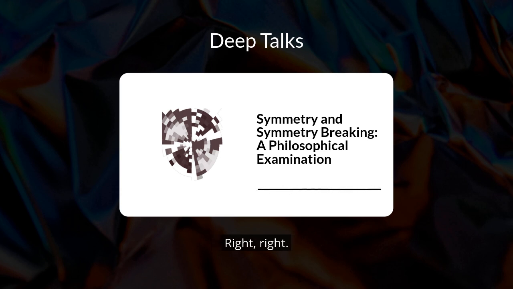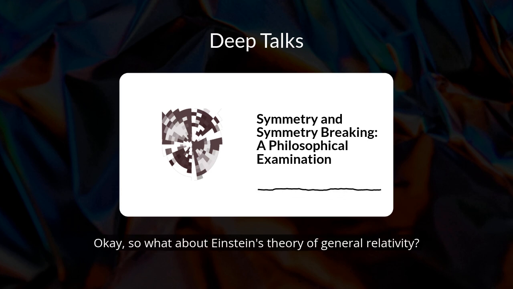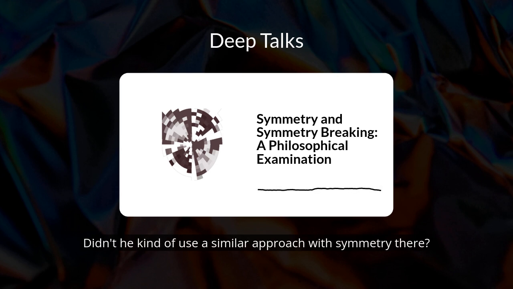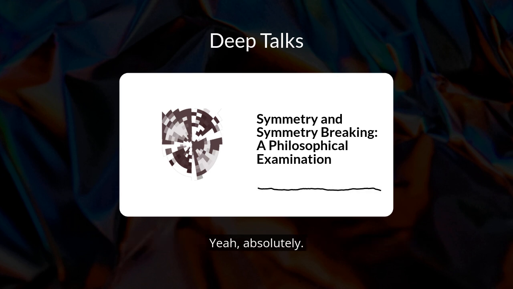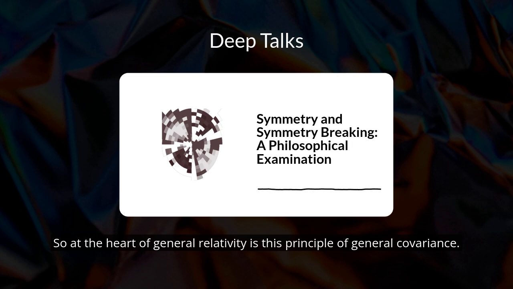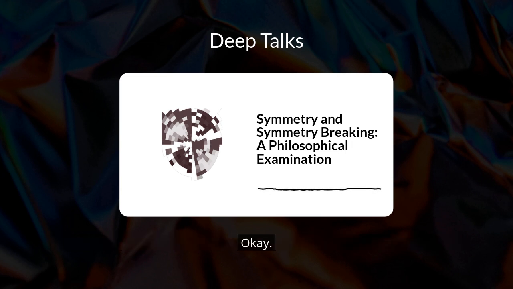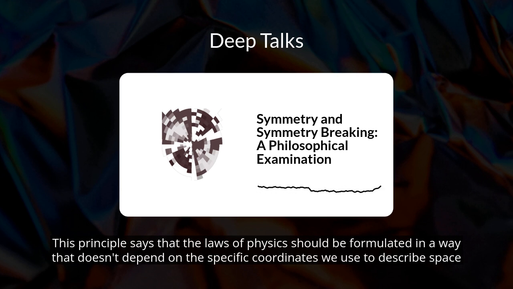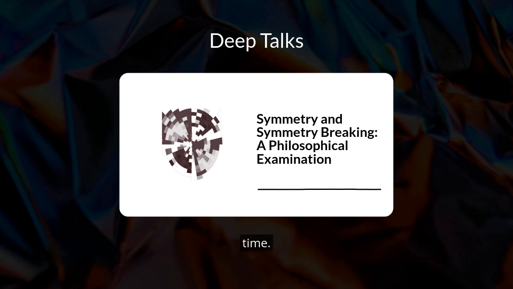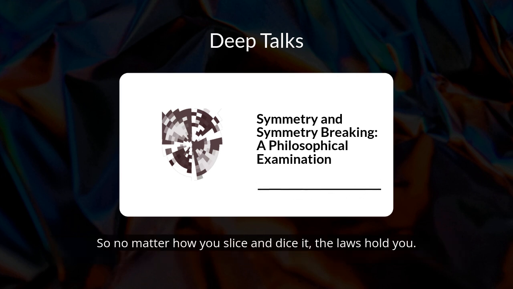Okay, so what about Einstein's theory of general relativity? Didn't he use a similar approach with symmetry there? Yeah, absolutely. At the heart of general relativity is this principle of general covariance. This principle says that the laws of physics should be formulated in a way that doesn't depend on the specific coordinates we use to describe spacetime. So no matter how you slice and dice it, the laws hold true.